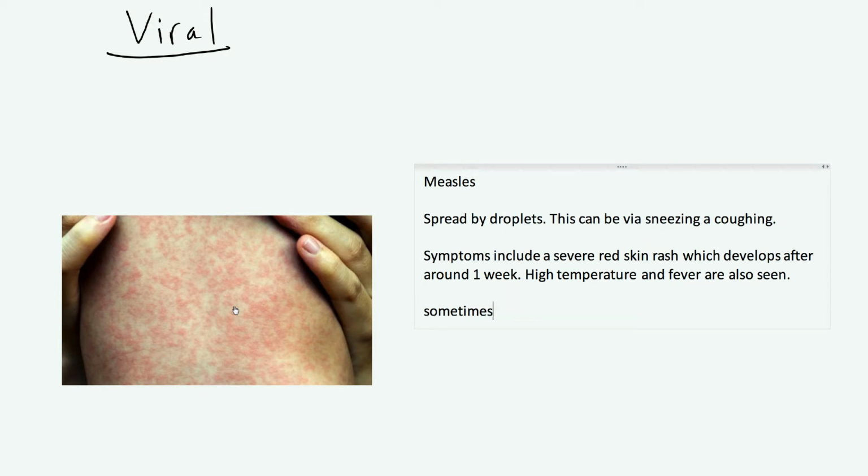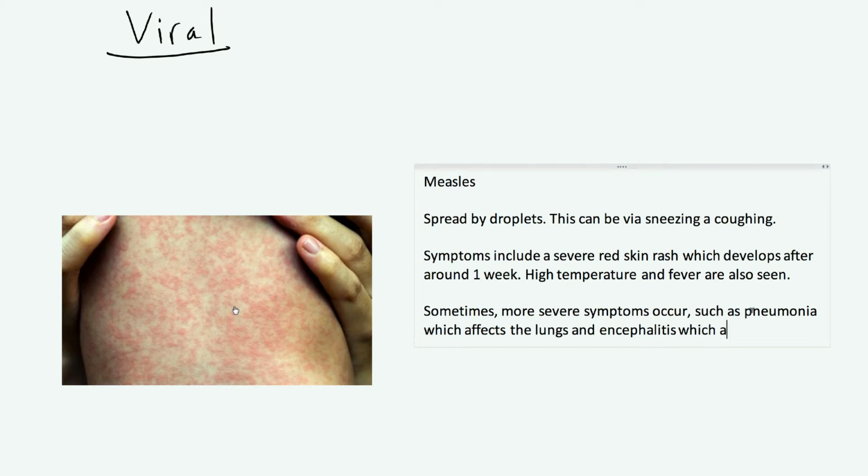Sometimes more severe symptoms occur, such as lung infections or brain disease. So pneumonia, which affects the lungs, and encephalitis, which affects the brain. These can be fatal, so this can actually cause death. So it can be a very, very nasty disease indeed.